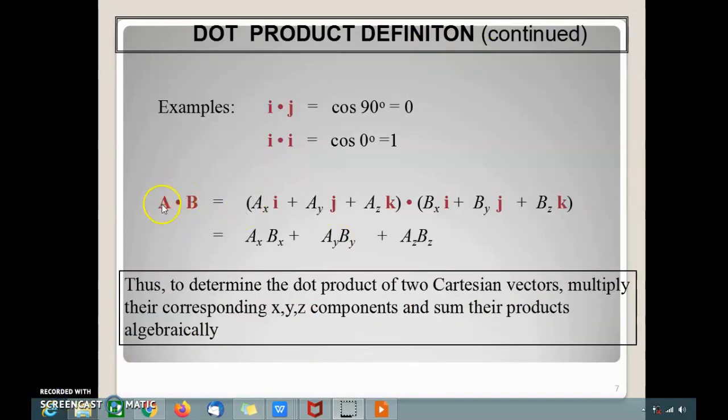Please remember this one. If we take the dot product between two vectors A and B, the operation should be like this: AX multiplied by BX, AY multiplied by BY, AZ multiplied by BZ, so AX BX plus AY BY plus AZ BZ. Thus, to determine the dot product of two Cartesian vectors, multiply their corresponding x, y, z components and sum their products algebraically.